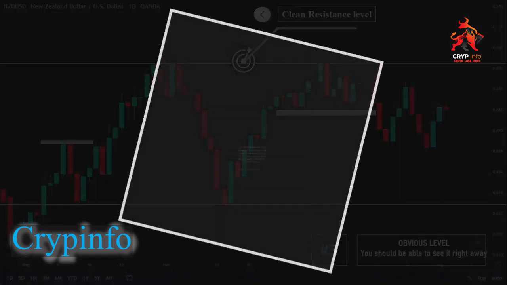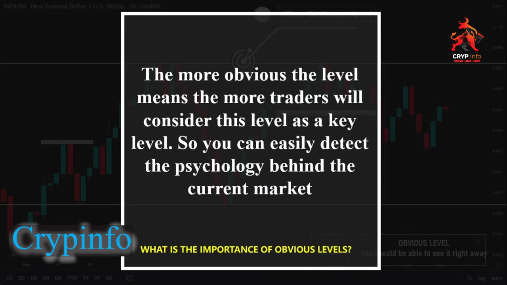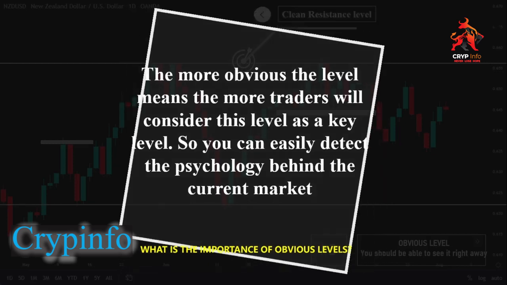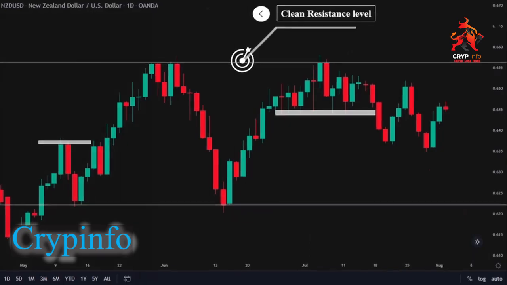The more obvious the level is, the more traders will consider it a key level, which increases the probability that traders will be taking action at these levels, such as setting new orders or placing their take profit or stop loss margins at that level. Now, let's move on to our next criteria.